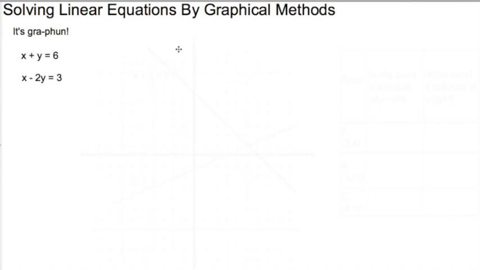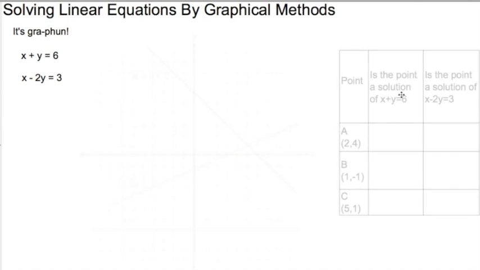Solving simultaneous linear equations in two unknowns by the graphical method, or in the short form, solving linear equations by graphical methods. We have two different linear equations, x plus y equals 6 and x minus 2y equals 3. Every point on the graph of each equation is a solution of the equation. So each equation will have an infinite number of solutions. But are there any common solutions between them? Well, let's take a look.